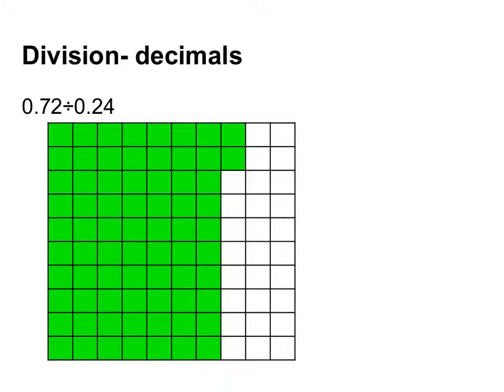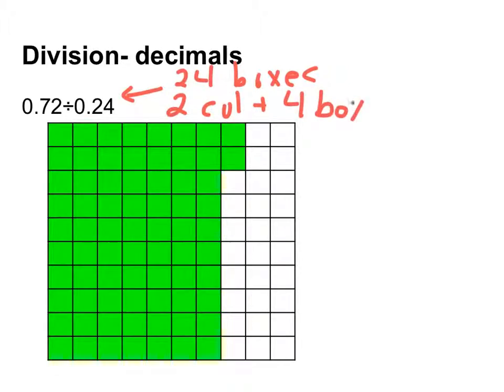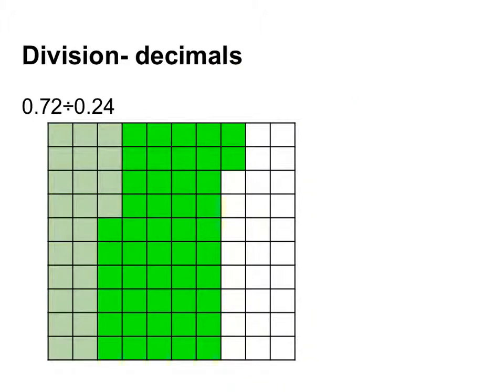So now I want to know how many 24 hundredths is in there. So I can interpret 24 hundredths as 24 boxes, which would work, or I could think of this as 2 columns plus 4 boxes. Either way is fine. So let's start to group or figure out where these 24 hundredths are. So here's my first one.